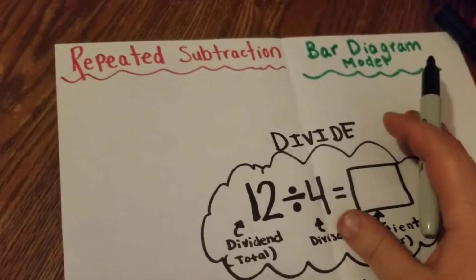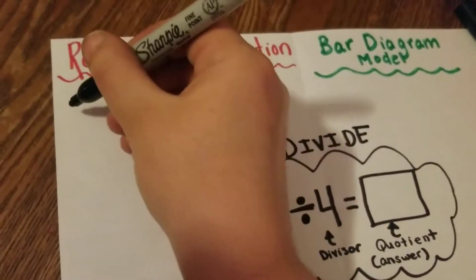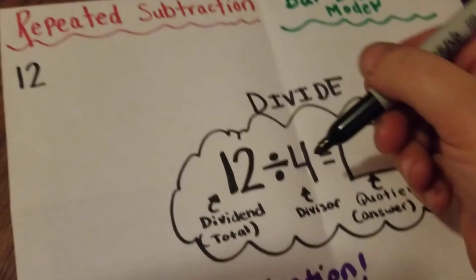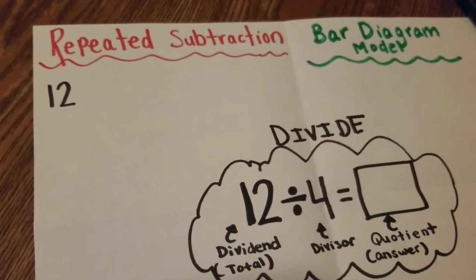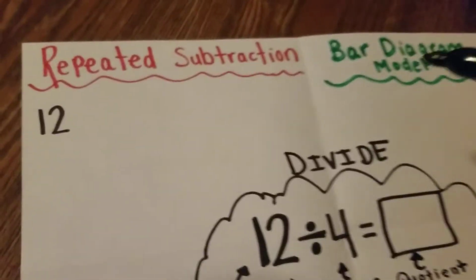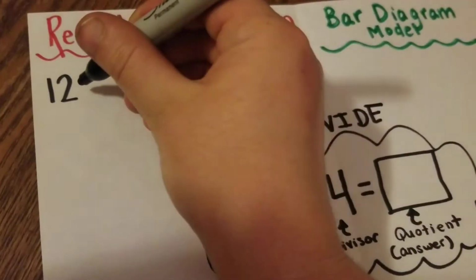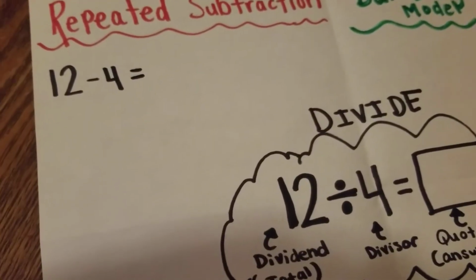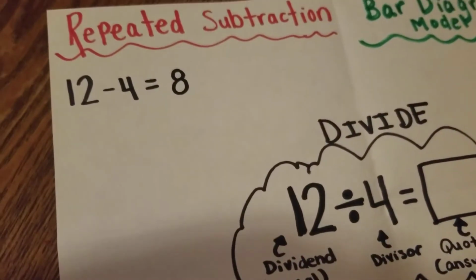Repeated subtraction. How you do this, boys and girls, is you start off like this, with the total amount 12, and you are going to subtract 4 until you have none left. However many times you have to subtract 4 is going to be actually your quotient or your answer. So we're going to have 12 here, our total. We're going to subtract 4. 12 minus 4, if you count backwards, 11, 10, 9, 8 is 8. I'm not at 0, so I'm going to keep going.